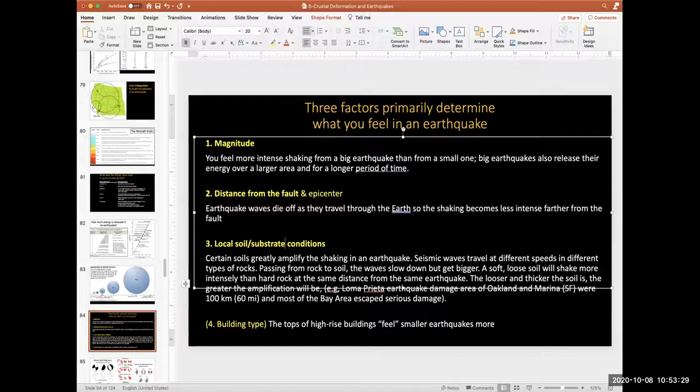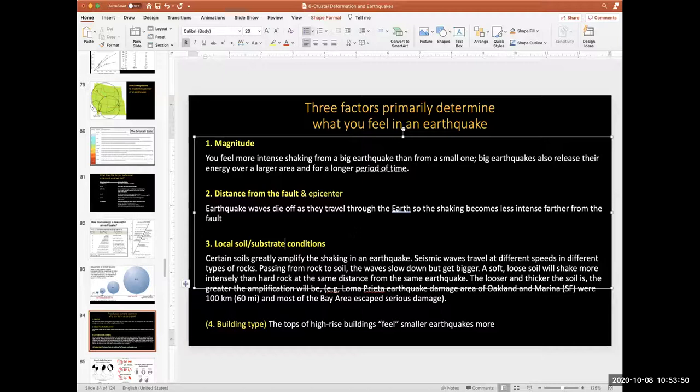I have a question too. Yeah, go ahead. So you say local soil conditions, and I notice it says soft, loose soil will shake more. Does the presence of heavy vegetation change that at all, since in general vegetation prevents soil erosion and helps it stay together better?